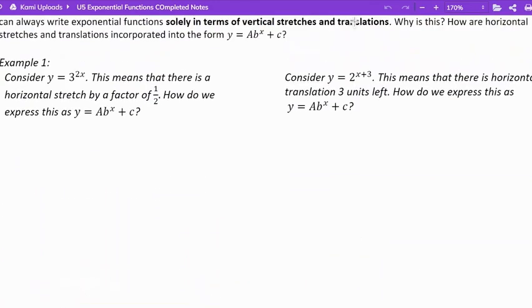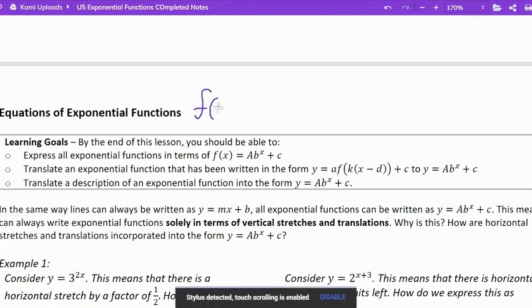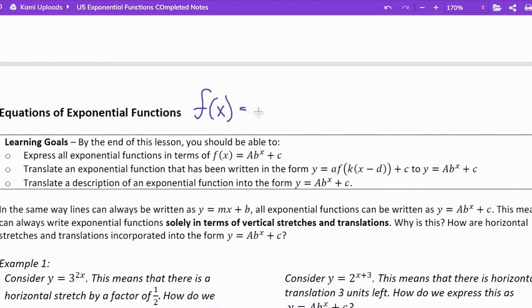So basically, for this lesson, we are taking an equation. What are the takeaways? The takeaway is this. We are taking an exponential equation that might look like this: A times b to the power of k(x minus d) plus c, right?